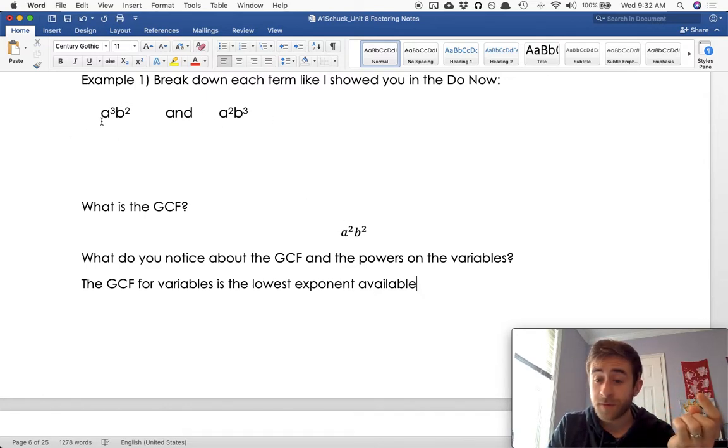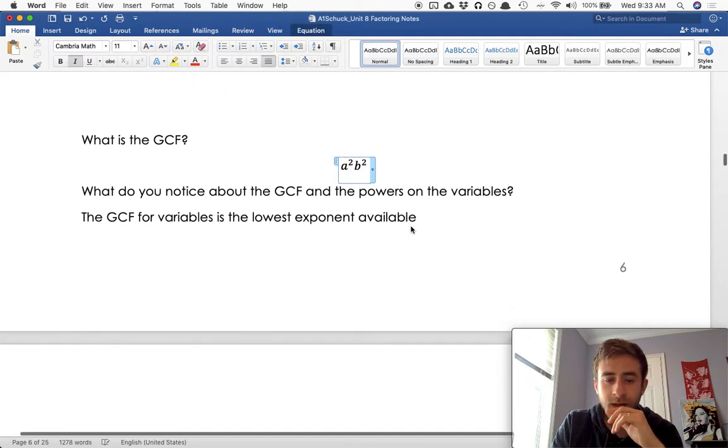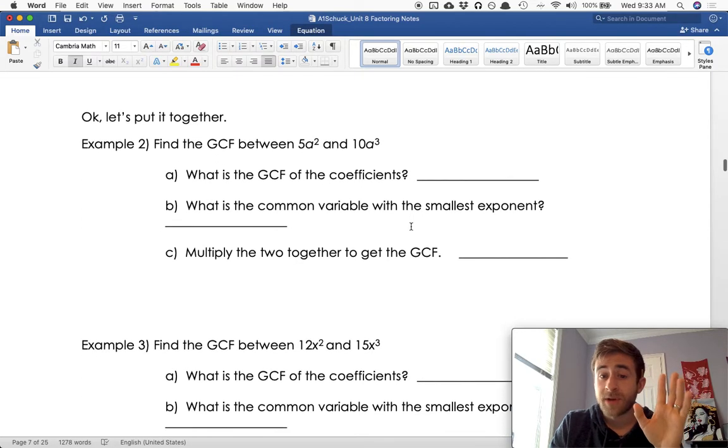So the lowest exponent for the a's, a cubed and a squared, was the a squared, so we take the a squared out. The lowest exponent between the b's in these two terms was b squared, so we take the b squared out. Let's keep going.